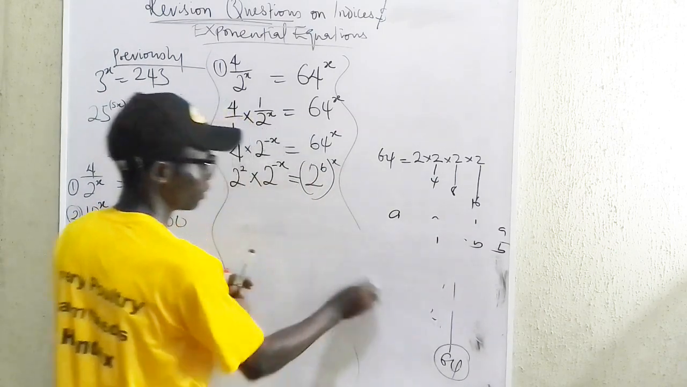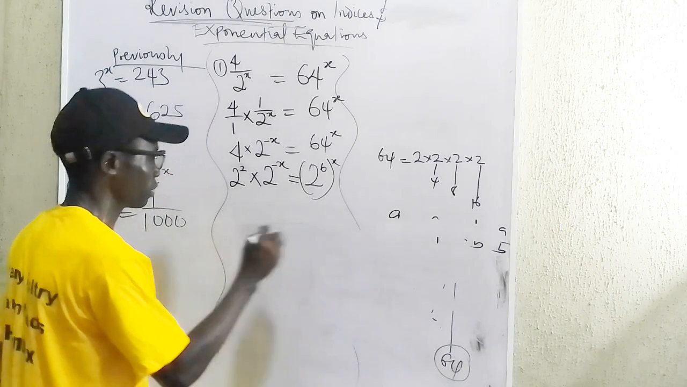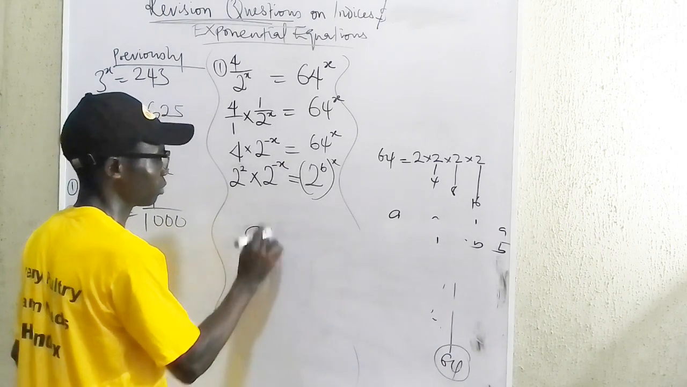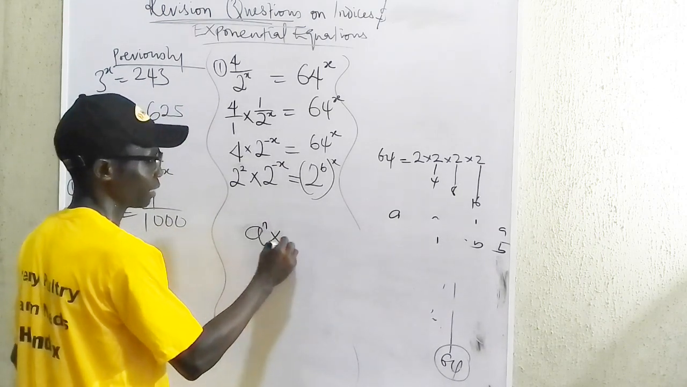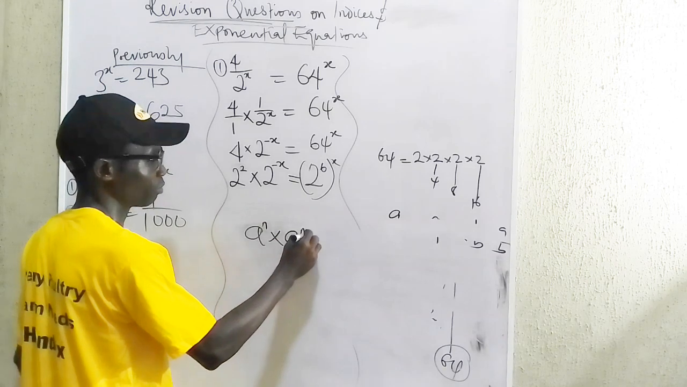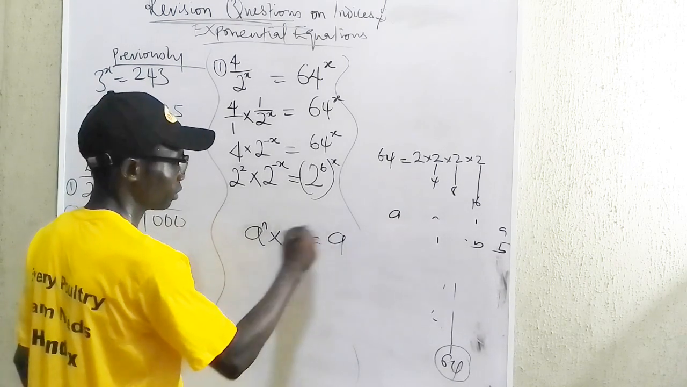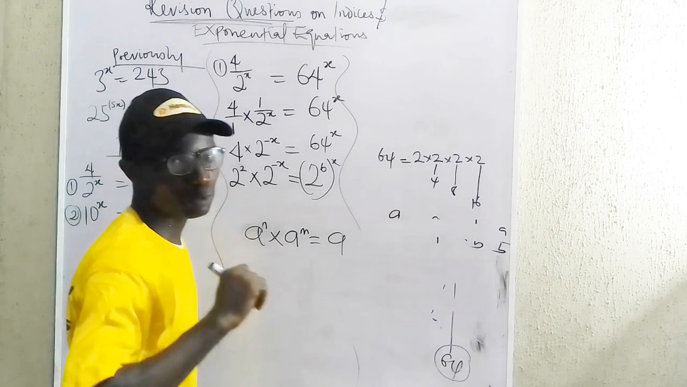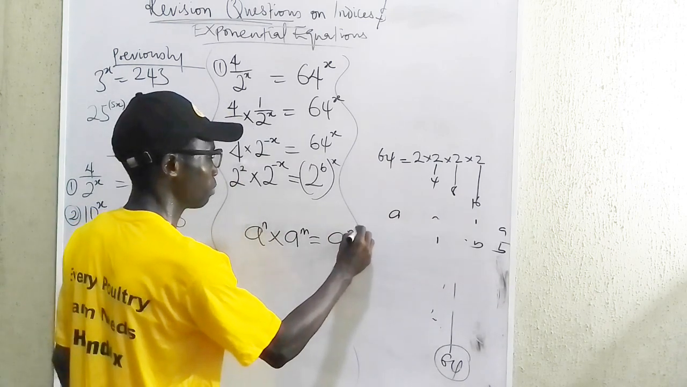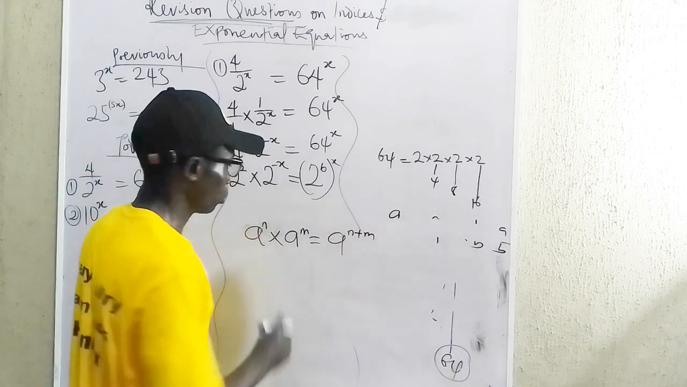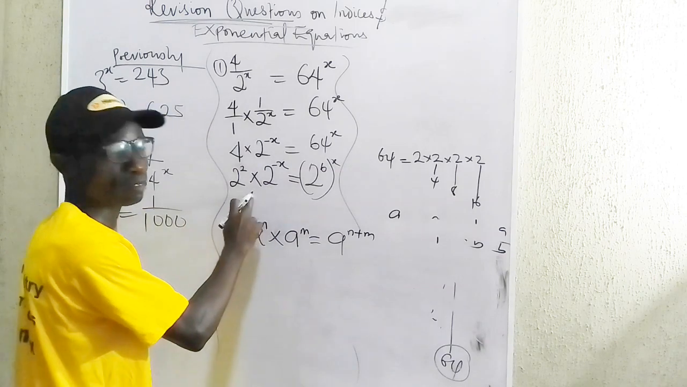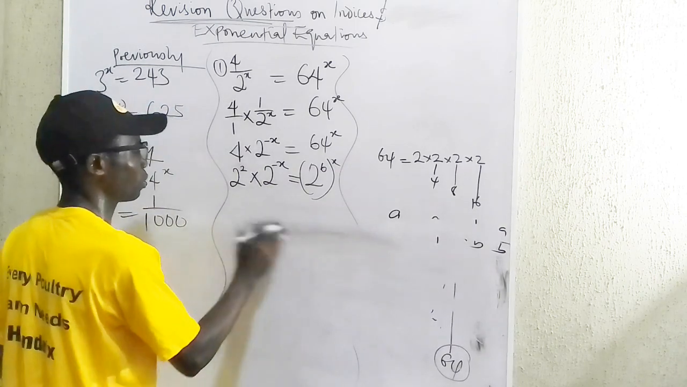Another law of indices is the product law, which states that a raised to the power of n times a raised to the power of m, once both are the same base, you use the base to represent, and then you add the exponents, the powers, n plus m. So the same thing we're going to do here, if both of them are the same base.